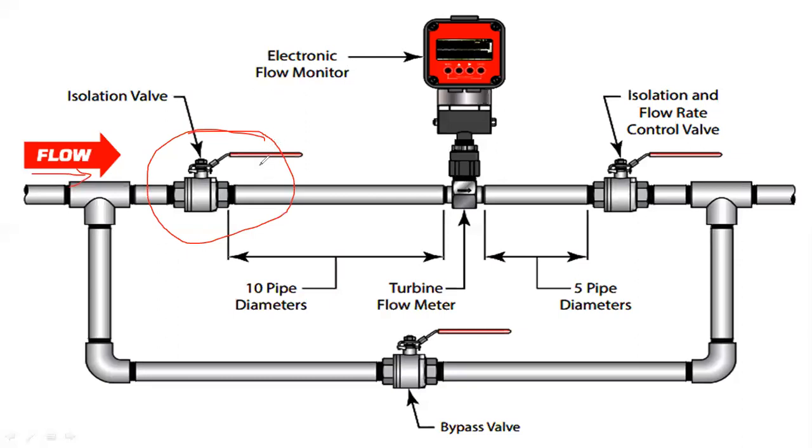By using this isolation valve, we control the flow rate. The next one: the flow is also connected through this pipe with a bypass valve, and that bypass valve is an isolation and flow rate control valve. So there is an input isolation control valve and an output isolation control valve.